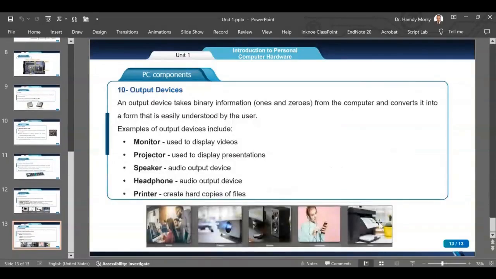An output device is anything that comes out of the computer, and the simplest example is the monitor. The projector is another output device, as well as speakers, headphones, and printers.